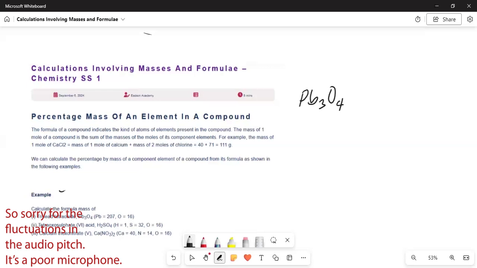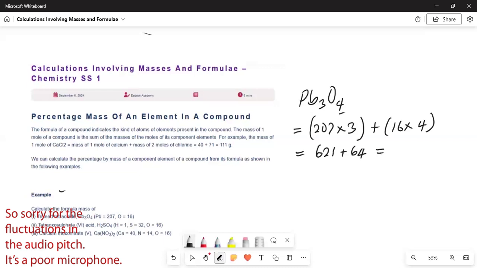So the molar mass of tri-lead tetraoxide is 207 for lead multiplied by the 3 atoms, so there are 3 atoms there, plus oxygen, 16, multiplied by 4 atoms of oxygen. 207 multiplied by 3 is 621, plus 16 times 4 is 64. Adding it together, that is 685 grams. That's question I, tri-lead tetraoxide.